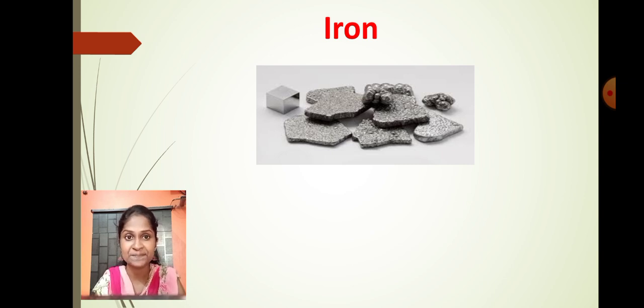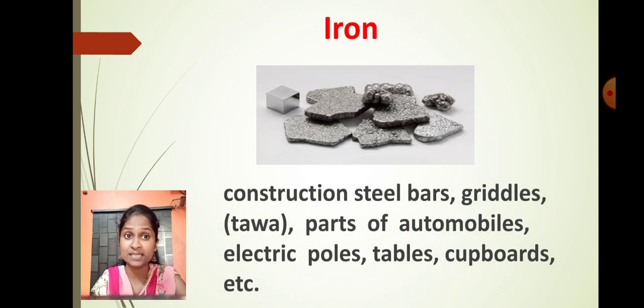Any guesses? Yes. So by using iron, we can make the construction steel bars. You must have seen that during construction, long iron rods are used. So those long iron rods are made by using this raw type of the iron. And even you must have seen griddles. Griddles means what? At home, mom uses the tawa for making chapati and roti. So even that griddle is made up of iron.